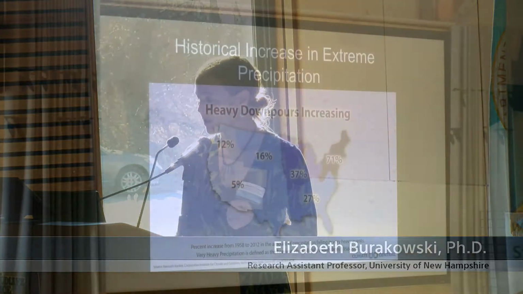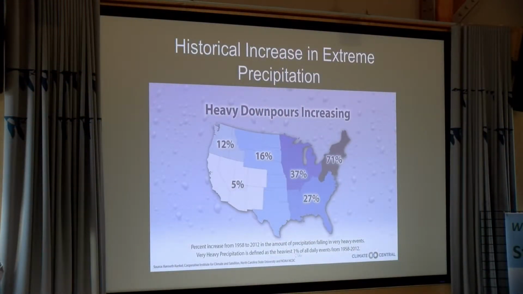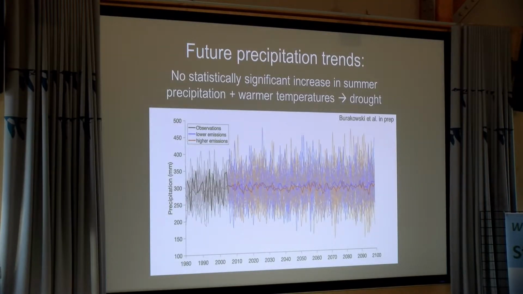To get into precipitation, this is a trend that we've seen. Northeast US is a very big hotspot for increases in extreme downpours. A lot of this is due to tropical cyclones and hurricane tracking storms, also a little bit from winter storms coming into the region. But compared to the rest of the US, a 71% increase in their heaviest 1% of daily events over the period 1958 to 2012 is not something that should be ignored. If you think it's been getting rainier, we have data to back that up. In the future, however, this is looking at just summer precipitation, we actually don't see much of an increase.